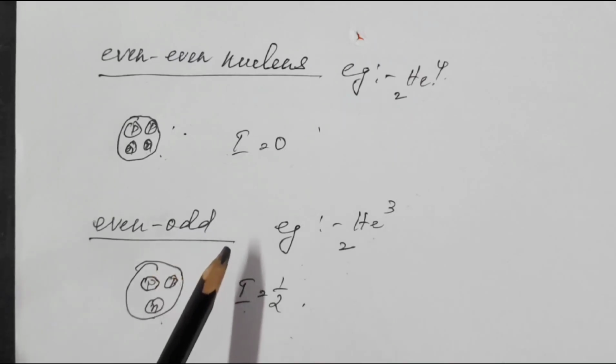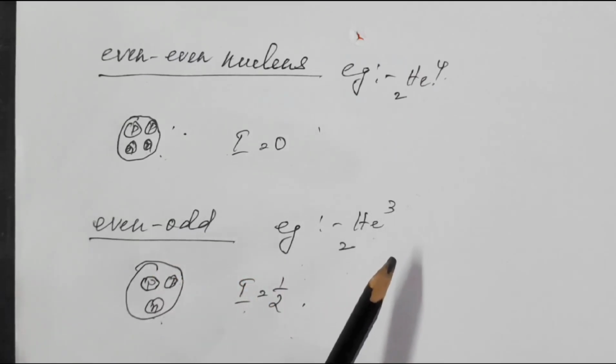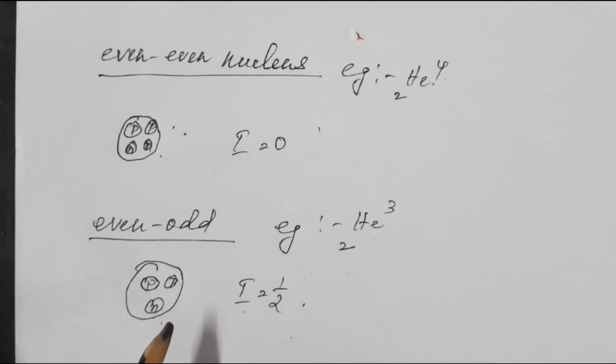In even-odd case, for example, helium-3, it has 2 protons that pair up, while there is only 1 neutron which remains unpaired. Here, nuclear spin is same as that of the unpaired neutron, that is half. All of us know that nucleons are fermions having spin value, magnitude of spin value, half. Then the unpaired neutron contributes towards the nuclear spin of the nucleus, that is I is equal to half.